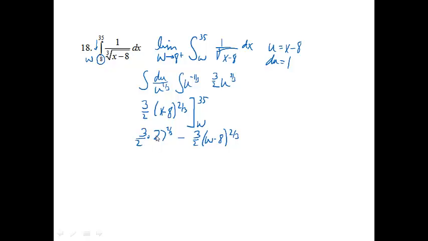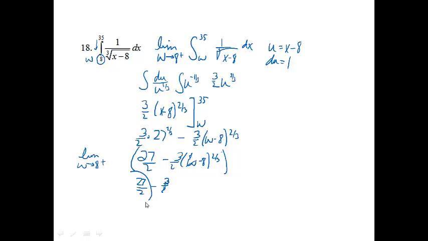Alrighty, so on this one, 27 to the 2/3, let's do the root first. The cube root of 27 is 3, 3 squared is 9, 9 times 3/2 is 27/2, minus 3/2 times w minus 8 to the 2/3. From here, we have our integral as far as we can, so we will now be finding the limit as w approaches 8 from the right. When we do this, we'll get 27/2 minus 3/2, and if I plug in 8, I will get 0 there. So my final answer will simply be 27/2.